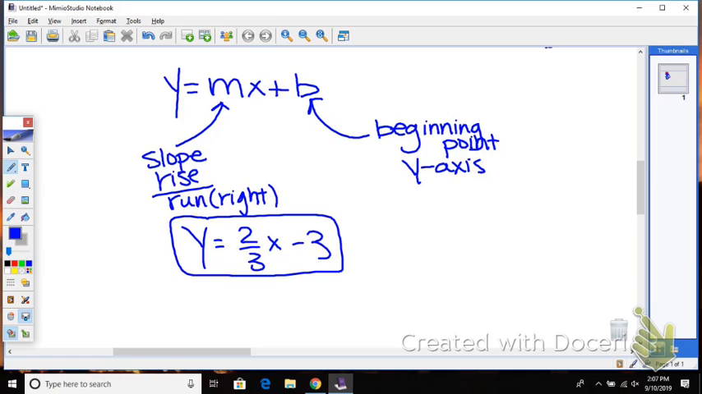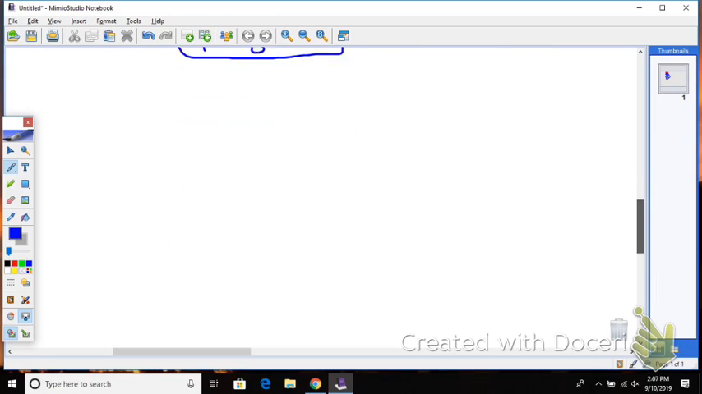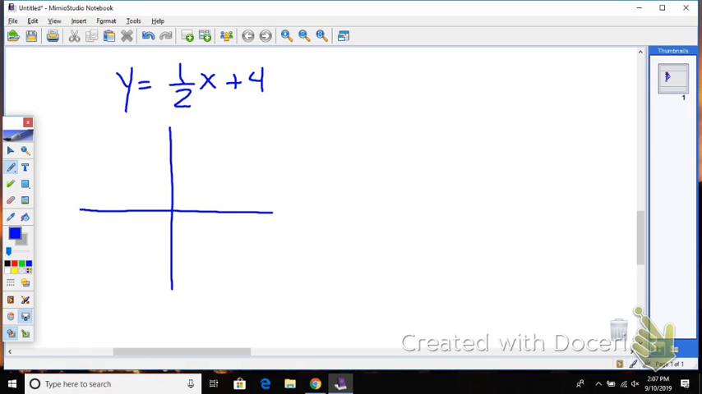So is everybody good with slope? Y equals mx plus b, what everything means? Okay, so let's get to the real thing. If I give you, I'm going to start with an easy one. Let's say I have y equals 1/2 x plus 4. So to graph these, you first have to make sure it's y equals mx plus b. So some of these you'll have to solve for y. I'm going to start with ones you don't have to solve, or it's already solved for you.